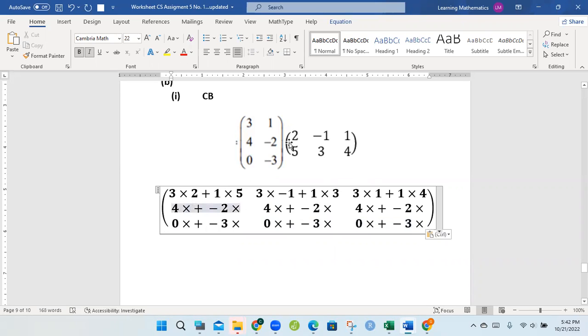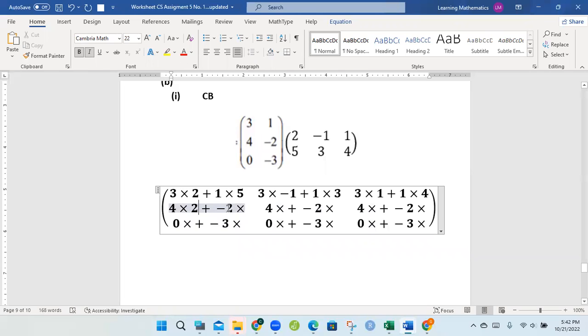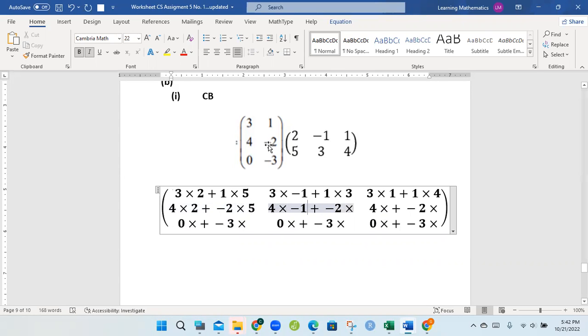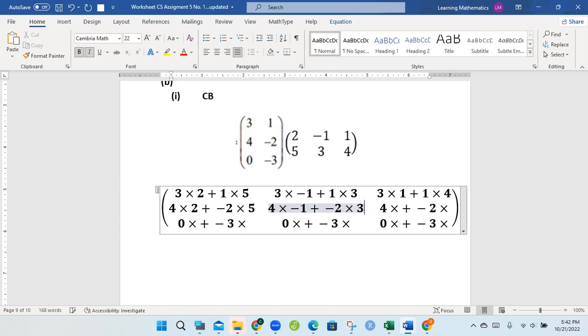So it's 4 times 2 plus a minus 2 times 5. 4 times negative 1 and negative 2 times 3. So you have to do a little focus there. And 4 times 1, plus the negative 2 times 4.